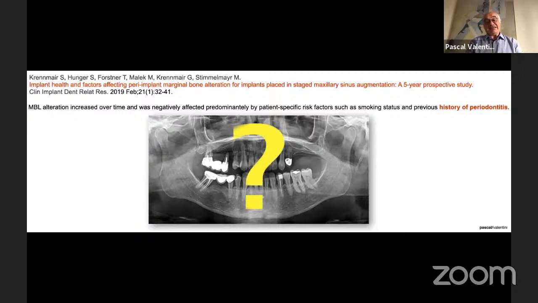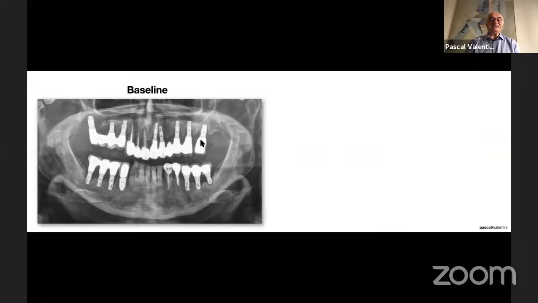Of course, we can ask ourselves the question, are patients with history of perimplantitis bad candidates for sinus floor elevation? Of course not. Look at this case. This patient was affected by perimplantitis for all the implants she had. And of course, we had to remove those implants. And because of removing those implants, we had to perform sinus floor elevation bilaterally to place implants for a full arch restoration in the upper arch.